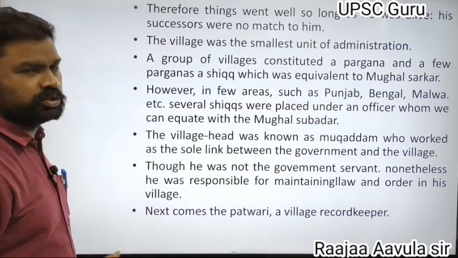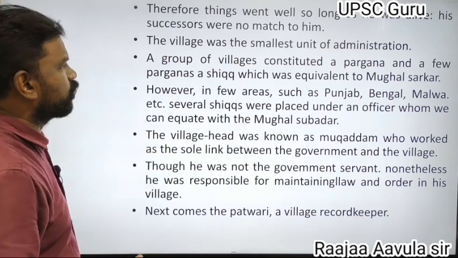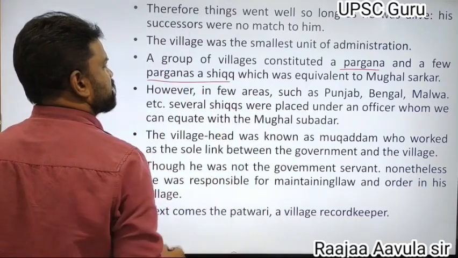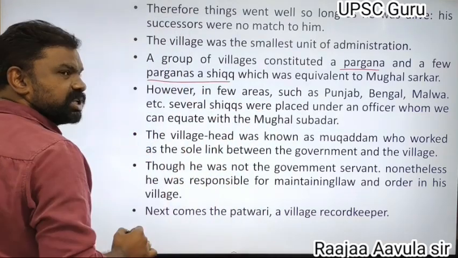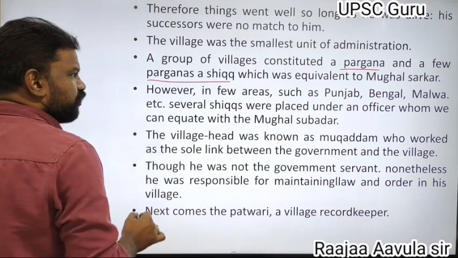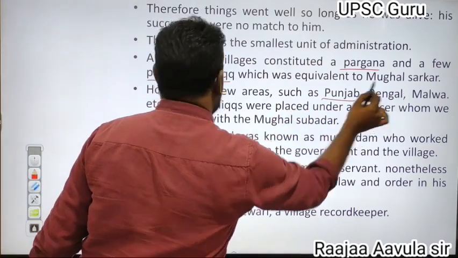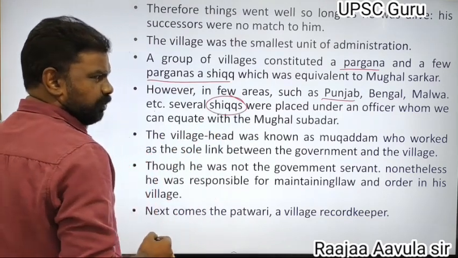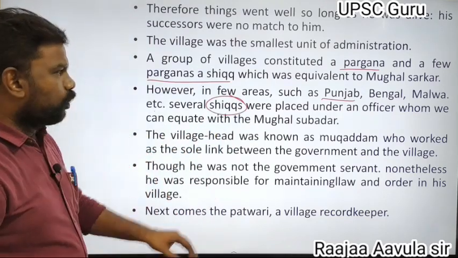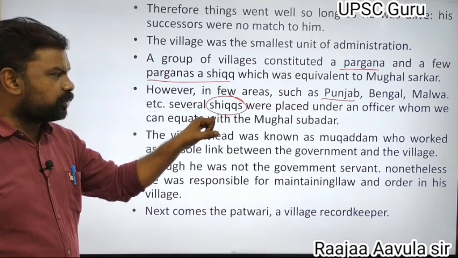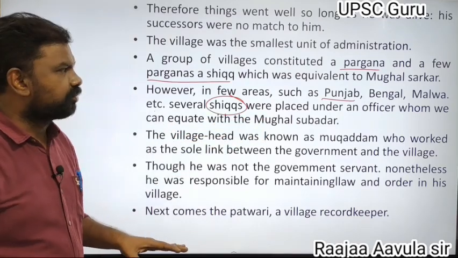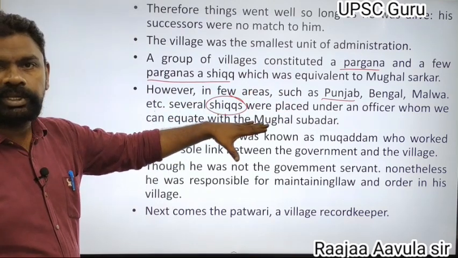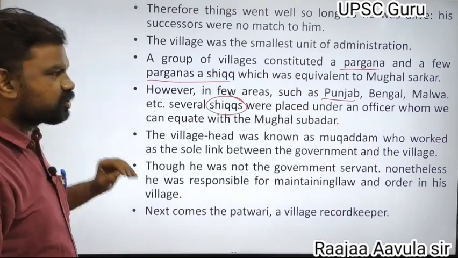The village was the smallest unit of the administration. A group of villages consisted of a pargana, and a few parganas made a Sikh, which was equivalent to the Mughal Sarkar. However, in a few areas such as Punjab, Bengal and Malwa, several Sikhs were placed under an officer equal to the Mughal period Subedar. The village head was known as Muqaddam.